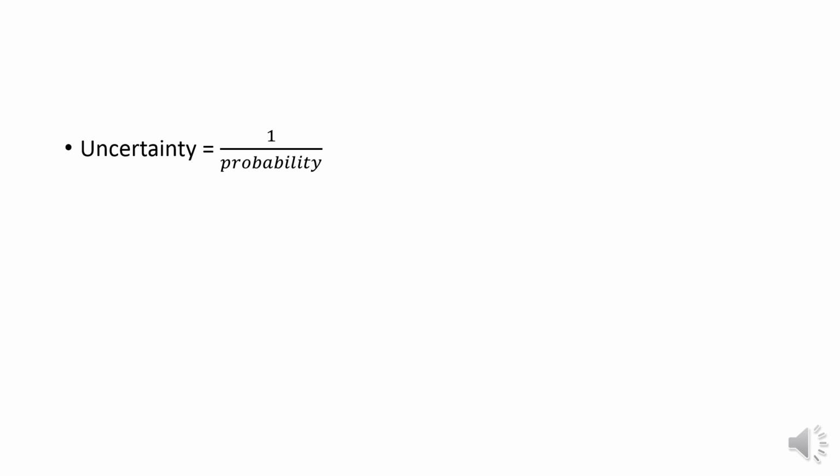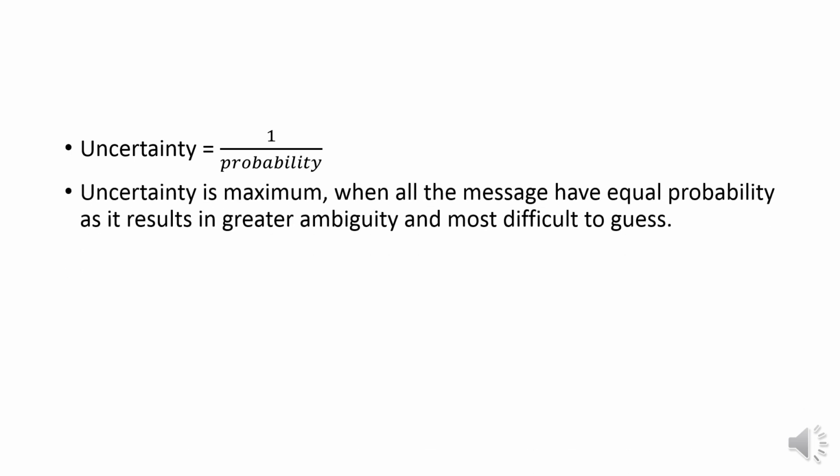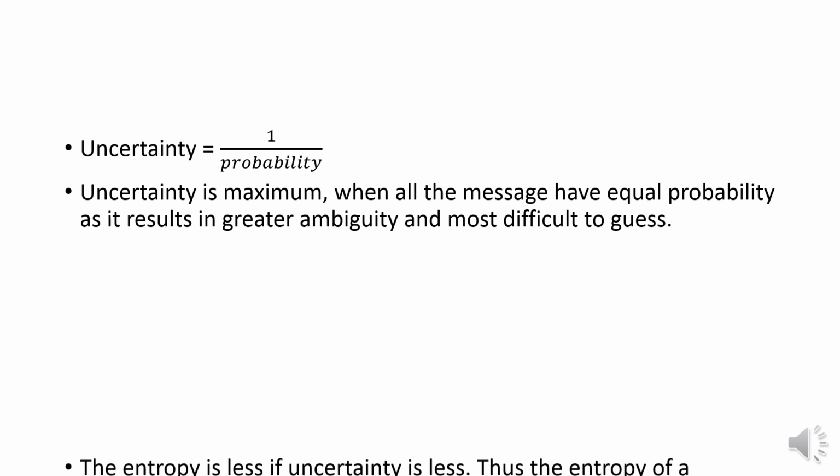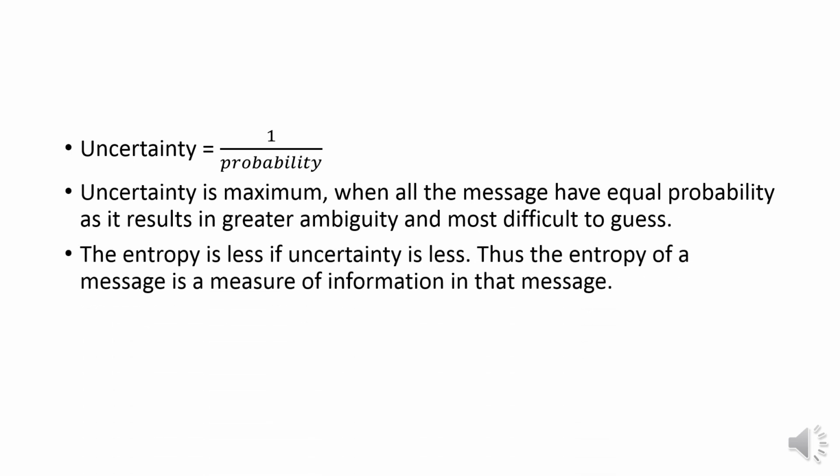The uncertainty is equal to 1 divided by the probability. The uncertainty is maximum when all the messages have equal probability, as it results in greater ambiguity and is most difficult to guess. So the entropy is less if the uncertainty is less. Thus the entropy of the message is a measure of information in that message.